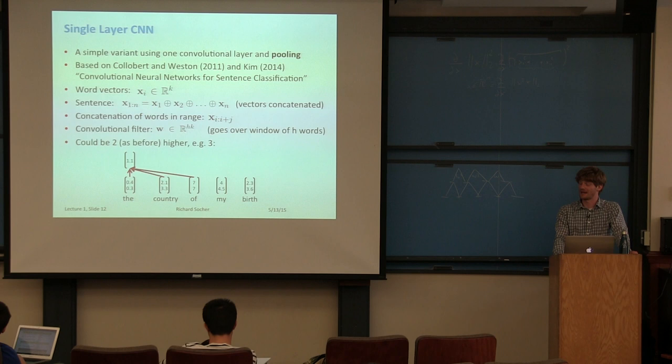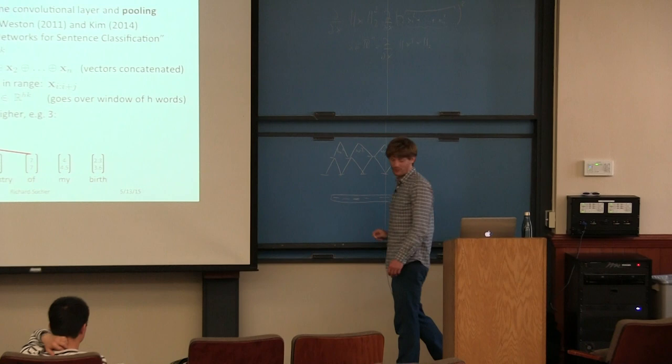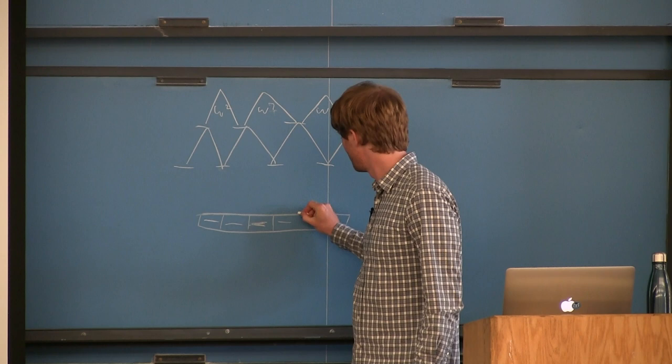But for now, what we'll do is we'll just convolve over this vector, and we'll assume this is just one very long vector. Though when we write x_i, we don't assume this is the ith element of this vector, but it is the ith beginning of that word vector. So that's important.